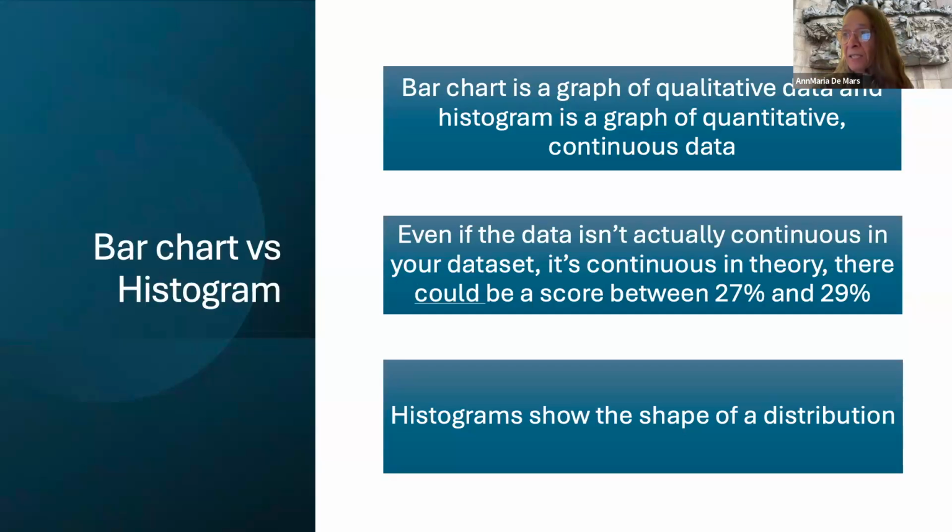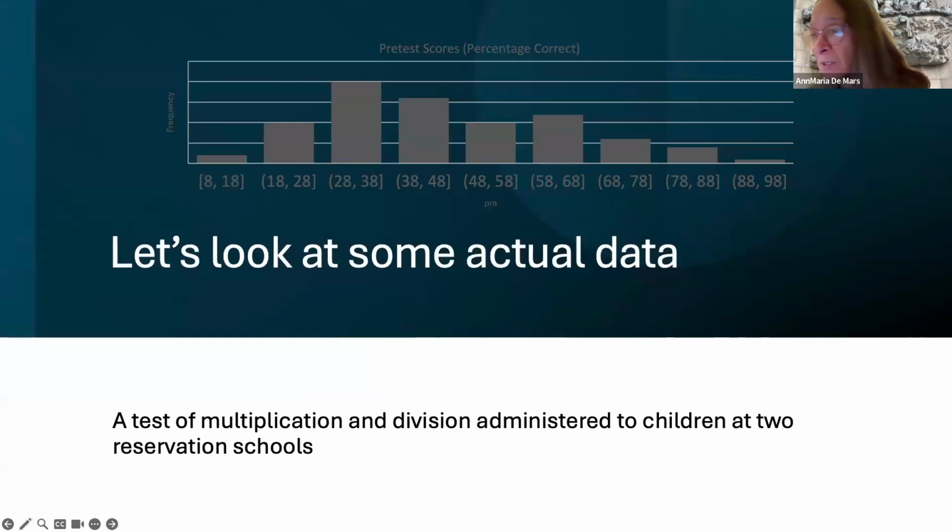The other good thing about histograms is they show the shape of a distribution. Say you have people's favorite colors or their favorite flavor of ice cream or whatever. You could move those in any order, and that's not going to make any difference. But if you've got quantitative data, where this number of people got 20%, this number got 30%, 40%, and you switch the order of the bars, it definitely is going to make a difference. So histograms show the shape of a distribution from the lowest scores to the highest scores and how that goes. So let's look at some actual data.